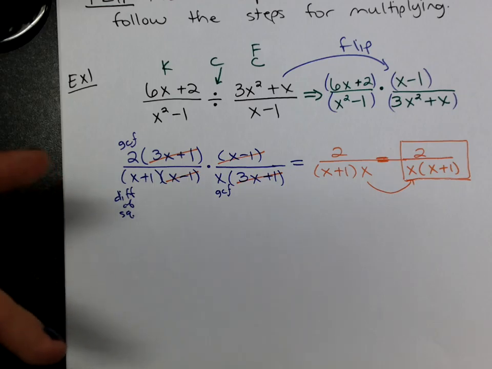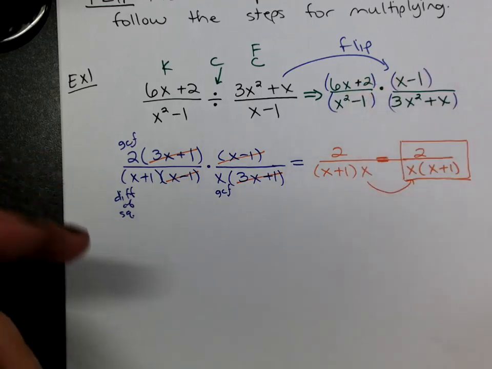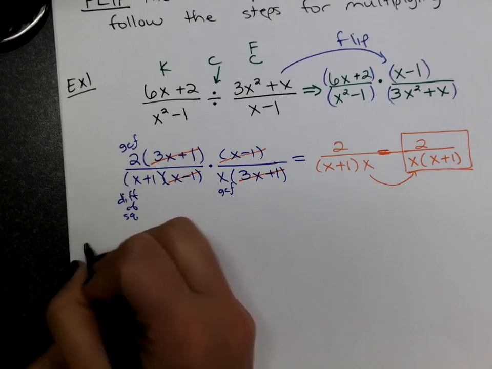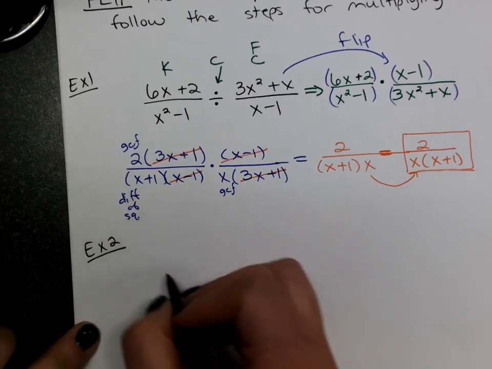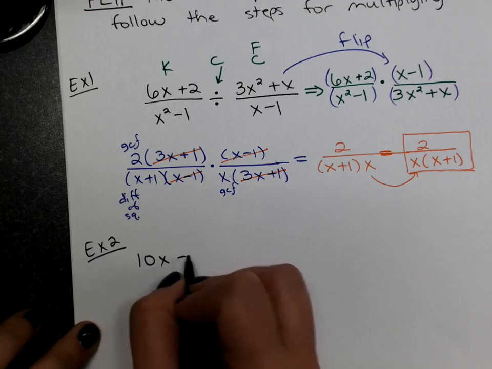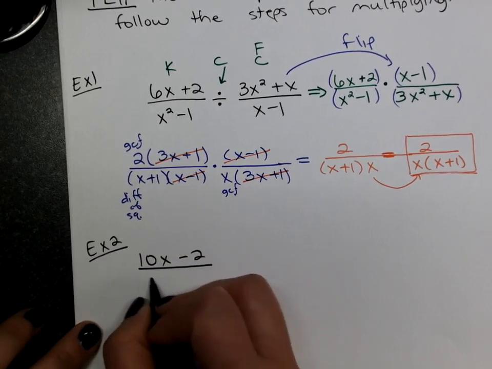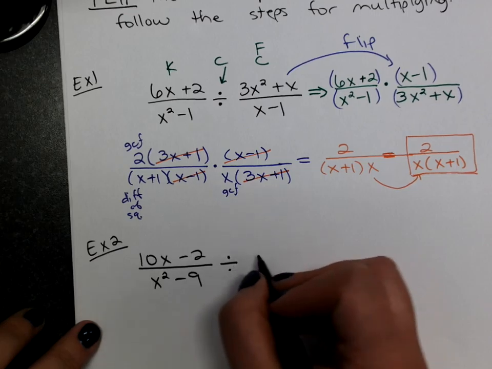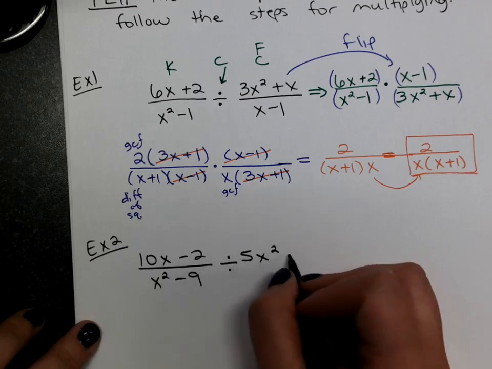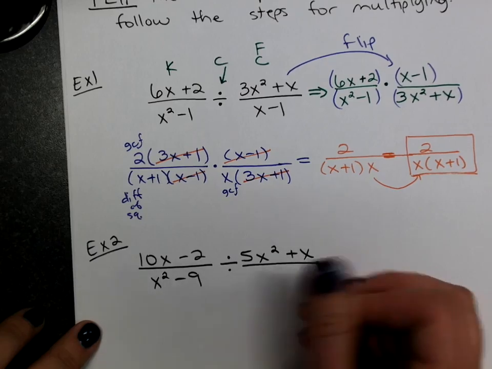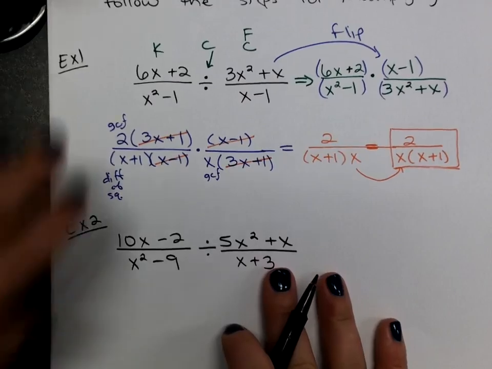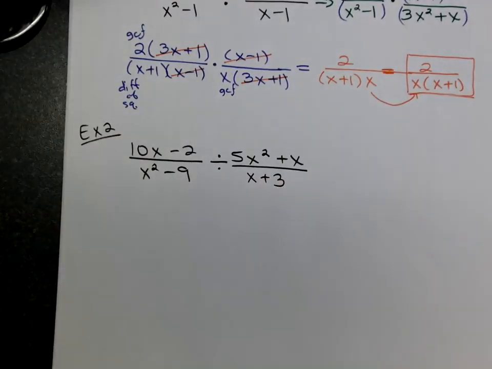So again, it's the same thing as multiplication, just flip first. I'll give you another one to try. So example 2, we've got (10x - 2)/(x² - 9) divided by (5x² + x)/(x + 3). Go ahead and pause the video, try this one, see how you do, and then play back to see how you measured up.